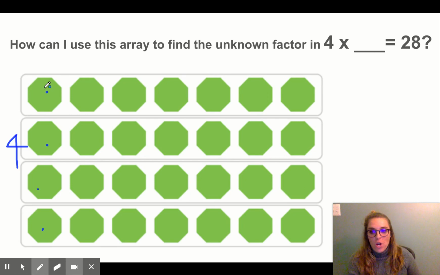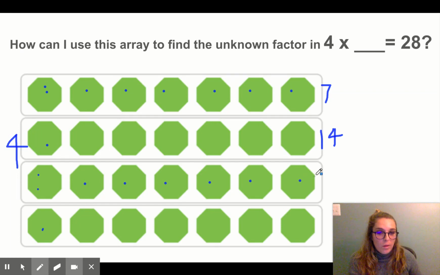We have 1, 2, 3, 4, 5, 6, 7. So here is 7. There is another 7 here. I know 2 groups of 7 is 14. 7 plus 7 is 14. Then we can go 15, 16, 17, 18, 19, 20, 21.